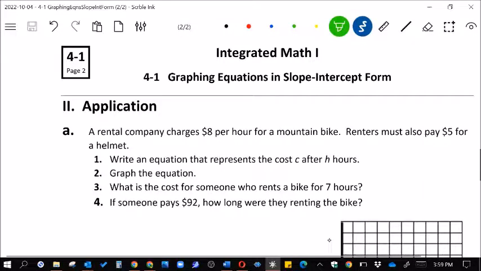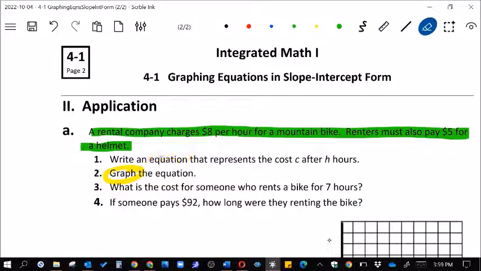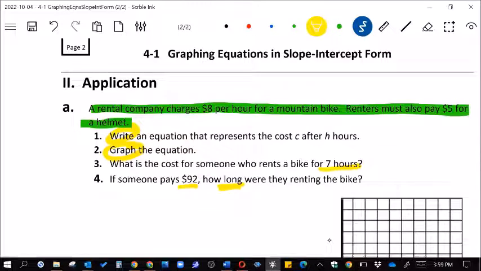Okay, a rental company charges $8 per hour, and renters must also pay $5 for a helmet. We're going to write the equation. We're going to graph it. And then we're going to answer the cost when there's 7 hours, and if they pay $92, how long were they renting the bike?